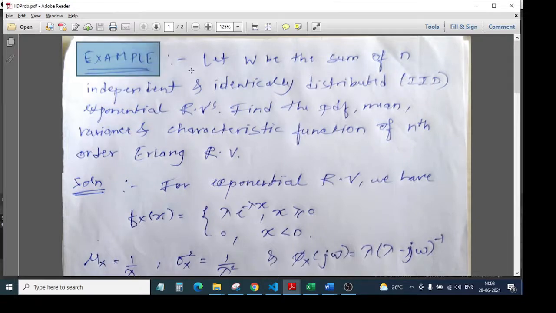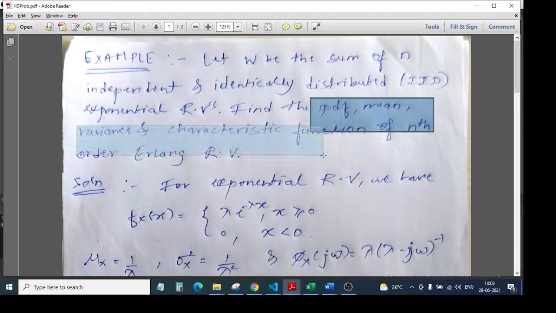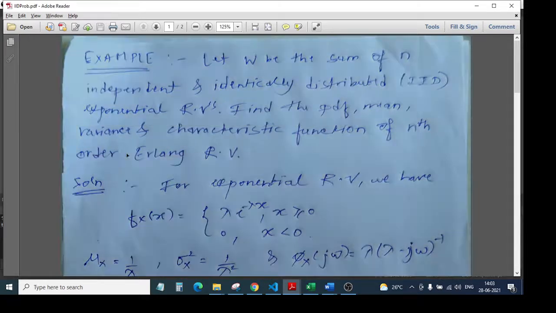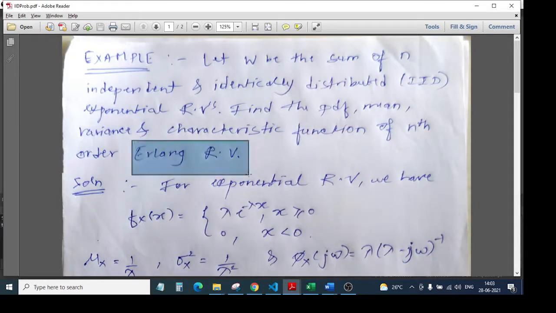That is the example. This is a solved example in your textbook. So let me read the problem. Let W be the sum of n independent and identically distributed exponential random variables. Find the PDF, mean, variance and characteristic function of the nth order Erlang random variable.